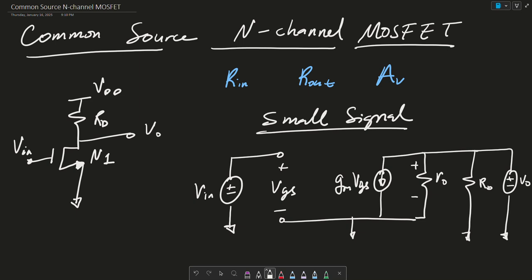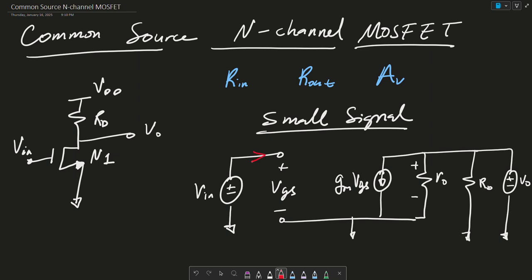My name is Professor Govalla, and today I'm going to be talking to you about the common source N-channel MOSFET. Essentially, we're going to analyze the small signal model of this configuration and find the input resistance, the output resistance, and the total AV gain of the amplifier. To begin, let's start off by listing some currents.